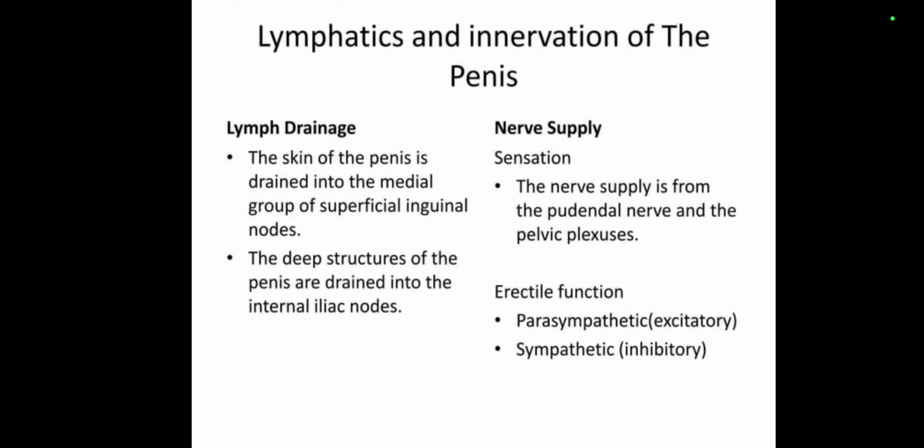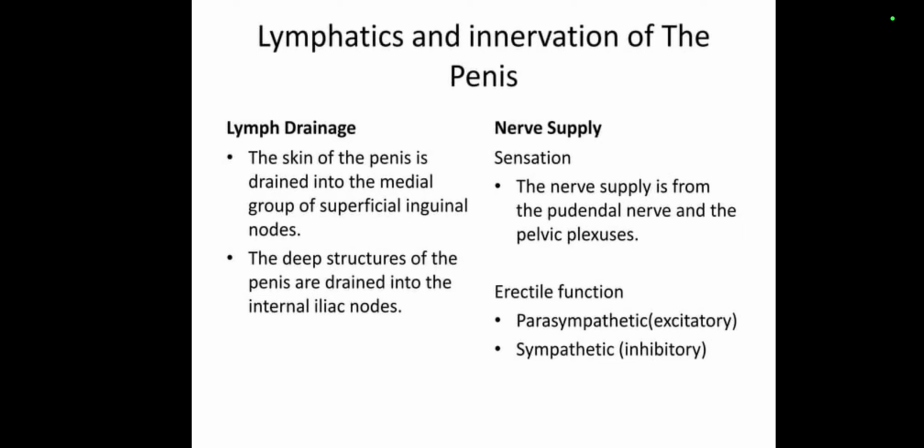So these are the lymphatic drainage and innervation of the penis. Lymph drainage: the skin of the penis drains into the medial group of superficial inguinal nodes. The deep structures of the penis drain into the internal iliac nodes. In nerve supply, for sensation, the nerve supply is from the pudendal nerve and the pelvic plexuses, and erectile functions are parasympathetic, which is excitatory, and sympathetic, which is inhibitory.